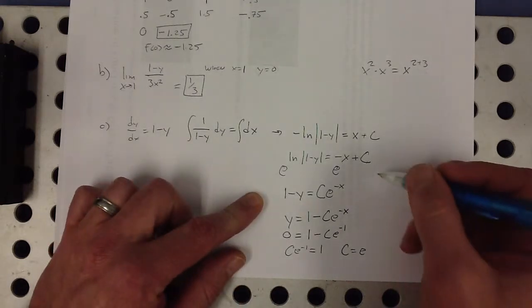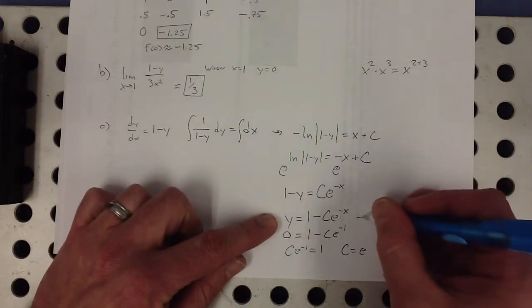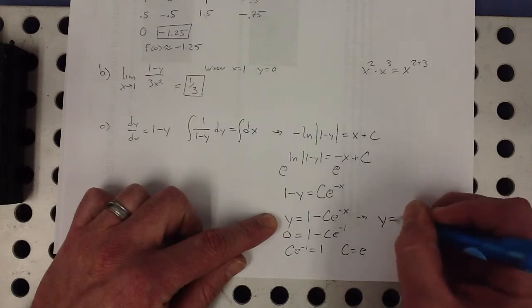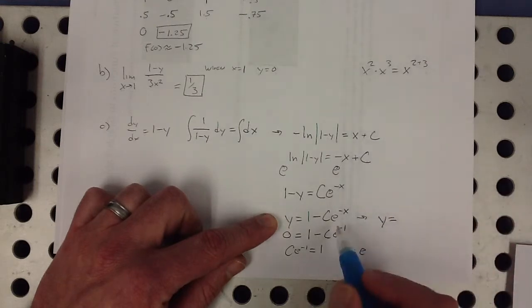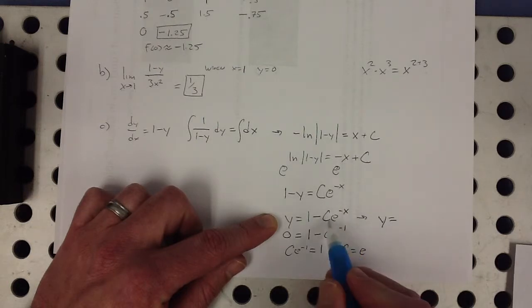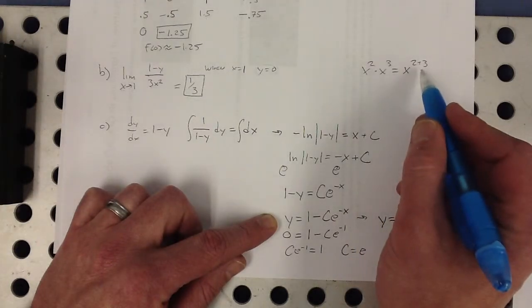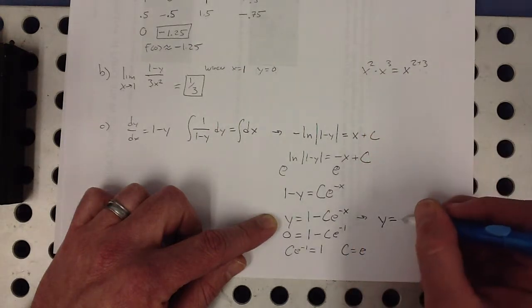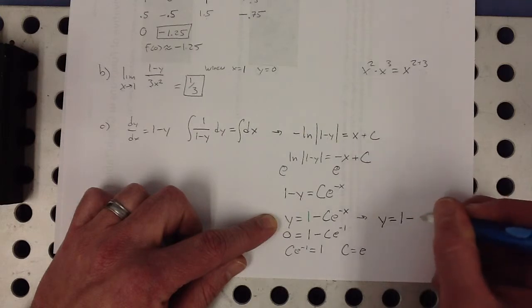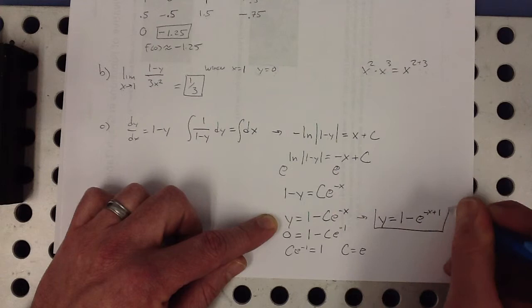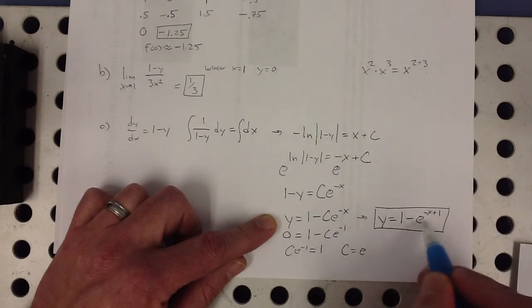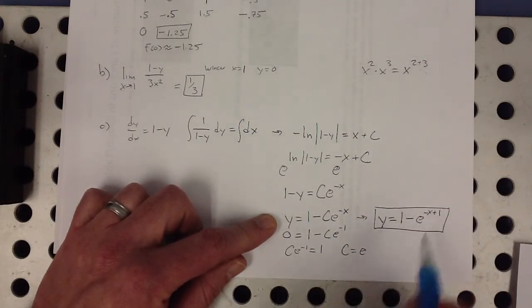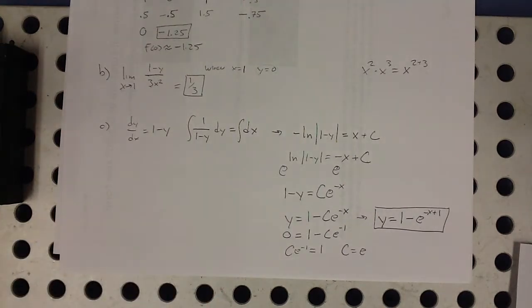So plugging that back in here means I have y equals 1 minus, if I multiply e times e to the minus x, you could leave it as that, but for the same reason as what we just did here, e to the 1 times e to the minus x is like adding one more e into the exponent. So that would be e to the minus x plus 1. You could leave it as e times that if you didn't want to simplify, but that's probably the nicest version of the answer, in my opinion.